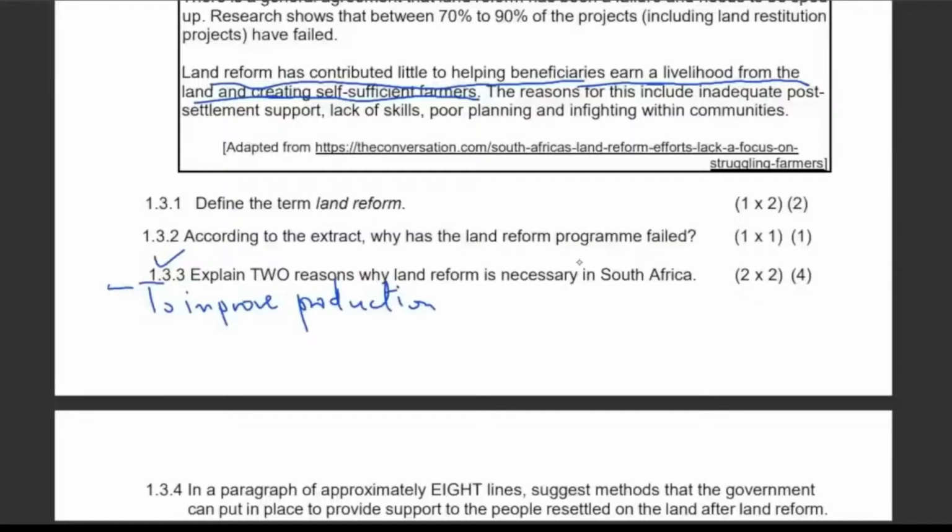We know well that if farmers are given land, they are going to utilize the land productively, and ultimately we are going to have food security in the country. So food production is going to increase, and ultimately we are going to achieve food security in the country.